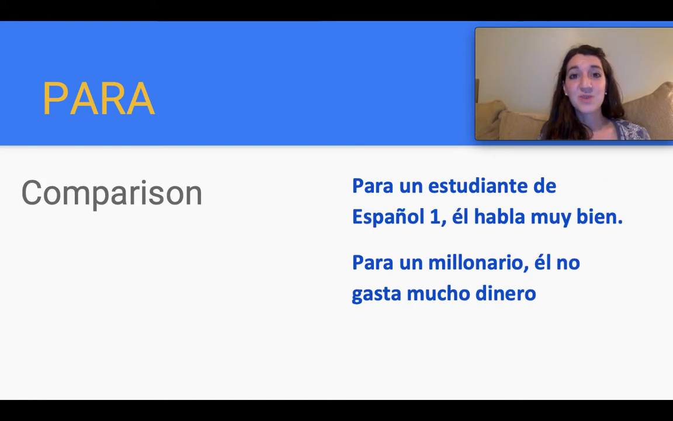Comparisons. So this one is where you compare something to something else. So look at this example. For a student of Spanish 1, he speaks really well, meaning most students in Spanish 1 don't speak that well. They don't have that much skill yet. For a millionaire, he doesn't spend very much money. Okay, most millionaires do spend money. So for a millionaire, comparing to all the others, he doesn't spend that much.